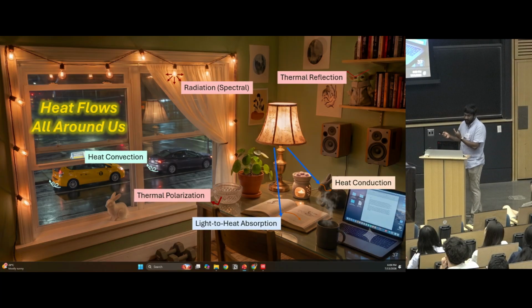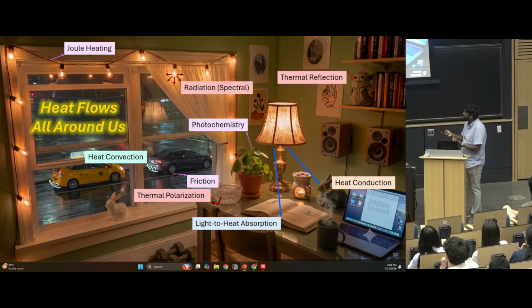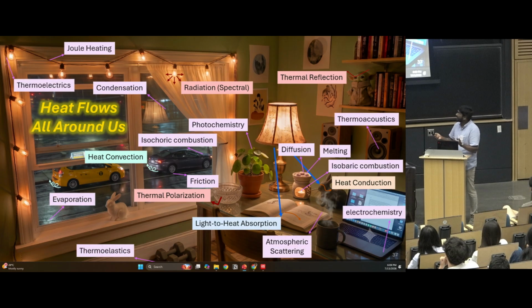I've shown you about five examples in just this scene, but I haven't spoken about photochemistry or tire friction or Joule heating, for example. And there are many more such things happening all around us that I hope this fundamental shift in processing perspective can reveal. And with that, I'm happy to take questions.